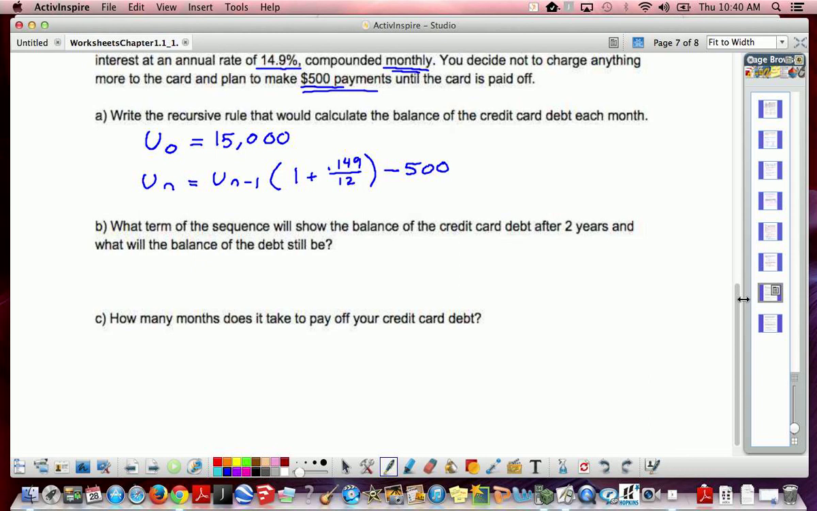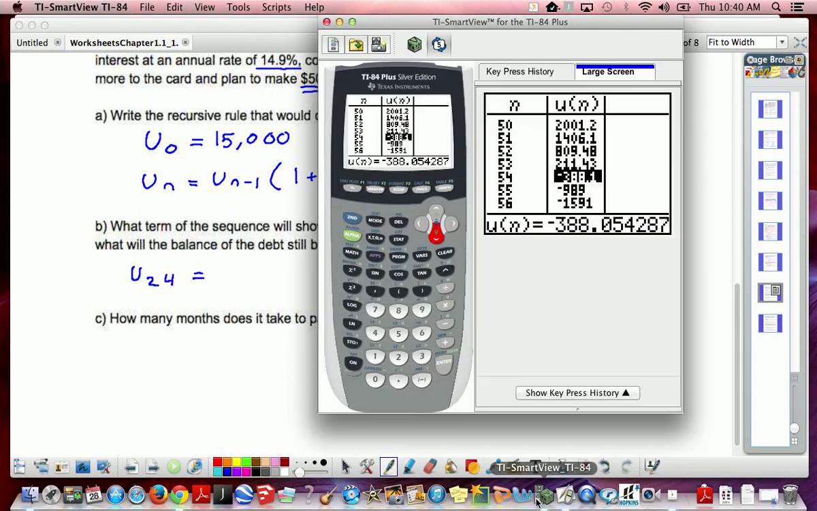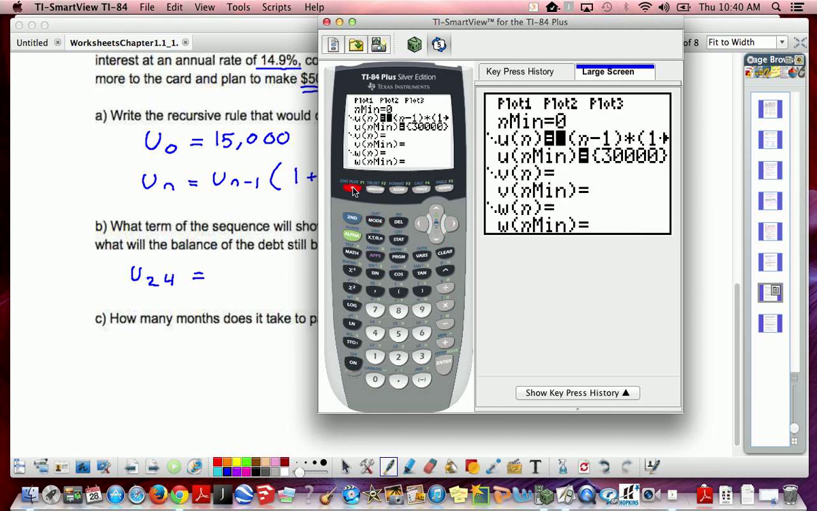B asks, how many months does it take, or what term of the sequence will show the balance after 2 years? So now this says after 2 years. So we're looking for u sub 24. So I'm looking for that particular value. So to get that, that's where my calculator is going to come into play yet again. So I'm going to go back to my y equals, type in this new recursive definition.